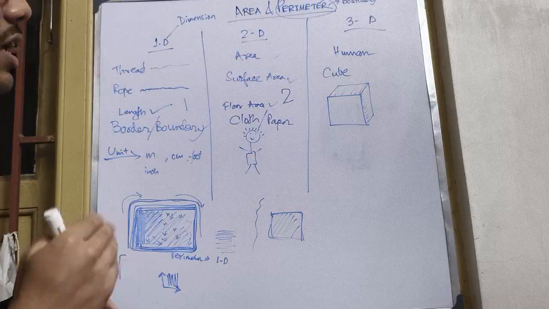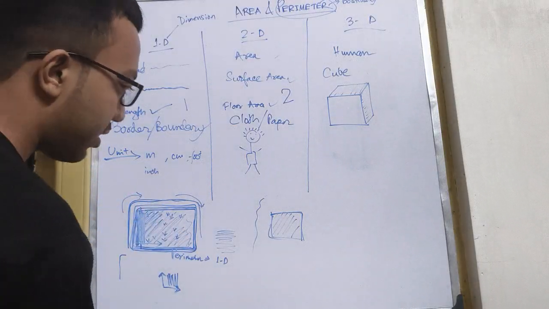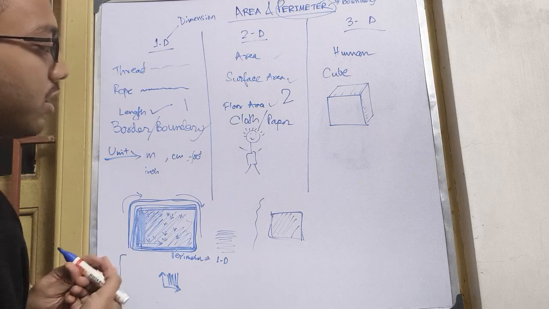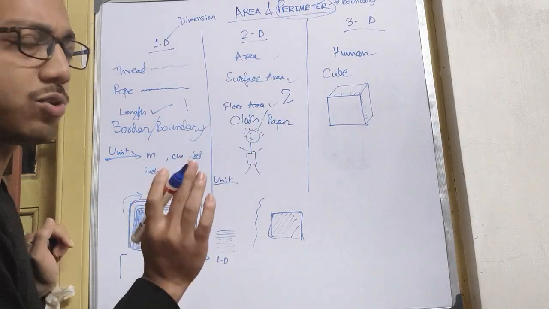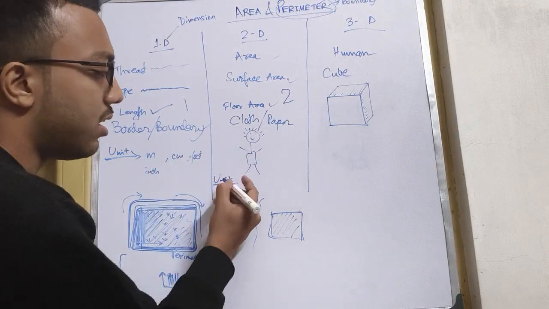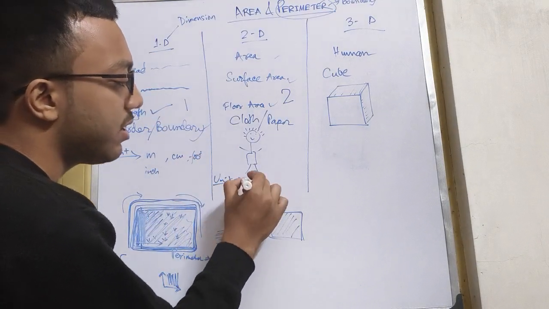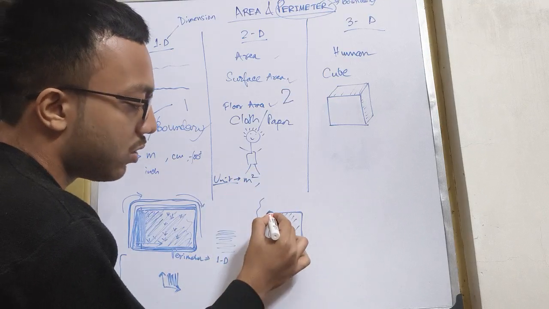If this 1D, 2D, 3D is very clear to you, then it will be very easy to understand the units and the area and perimeter topic also. That's why this is the introductory part of area and perimeter. So it is very easy. What will be the unit of any area in a 2D object, like area, surface area, floor area, any tiles area? You will not make any mistake: meter square will be there because it is 2D.